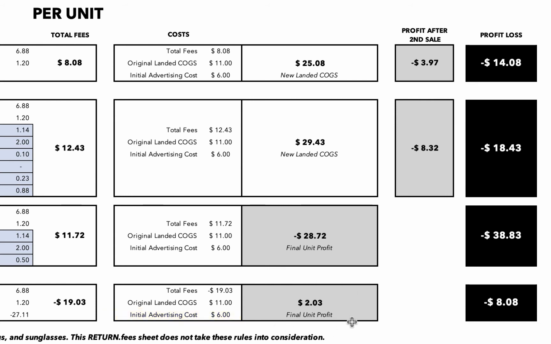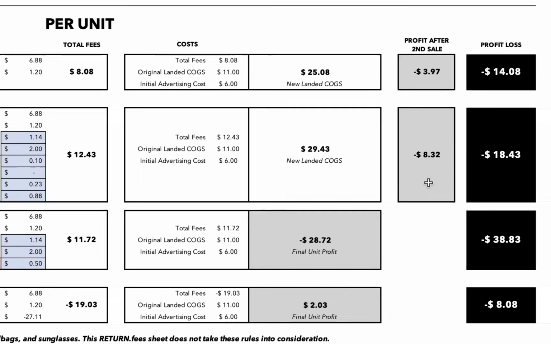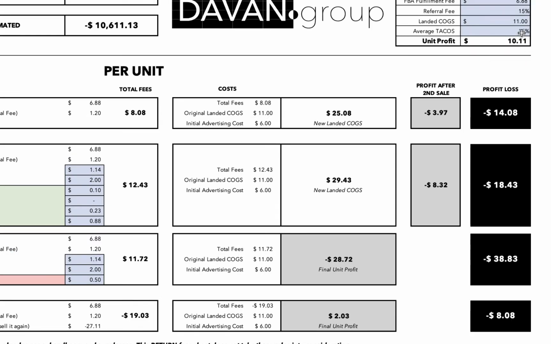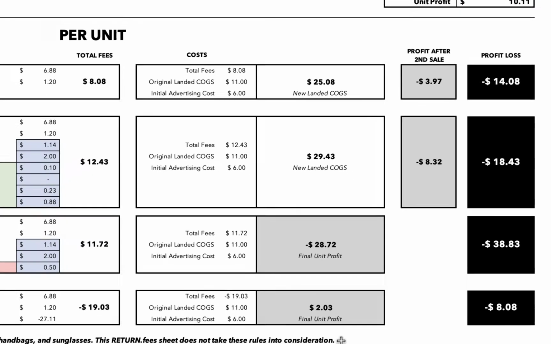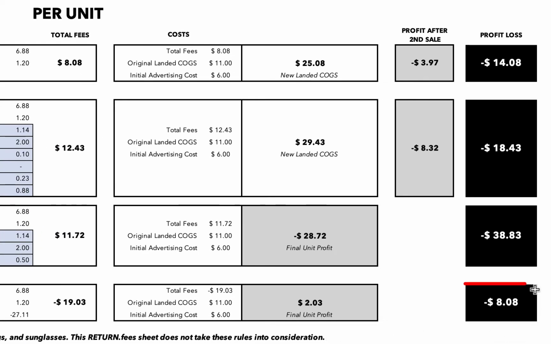That is a profit on this unit that the customer kept and Amazon reimbursed you for, but it's not the amount of profit that you would normally make. Normally you would make $10.11, but on this unit you're only making $2.03 simply because the customer hit the return button and then kept it anyway. So you've lost overall over $8 from the profit you could have made. And how insane is that?